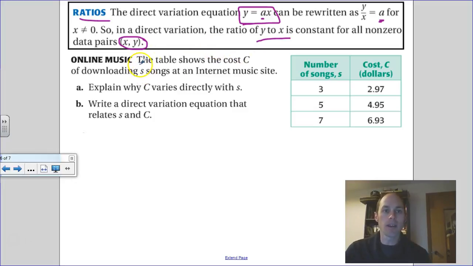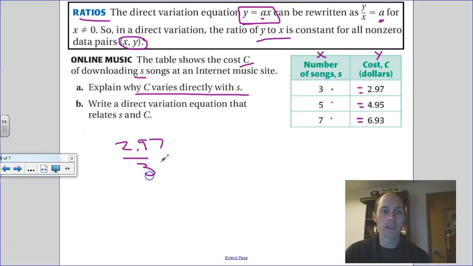Take a look at this example with online music. It says the table shows cost C of downloading S songs at an internet music site. So this is our input and our output. Why does C vary directly with S? Well, can I figure out what I multiply by to get my cost? Is it a constant variation? I could check. What's 297 divided by 3? Is it the same as 495 divided by 5? Is it the same as 693 divided by 7?